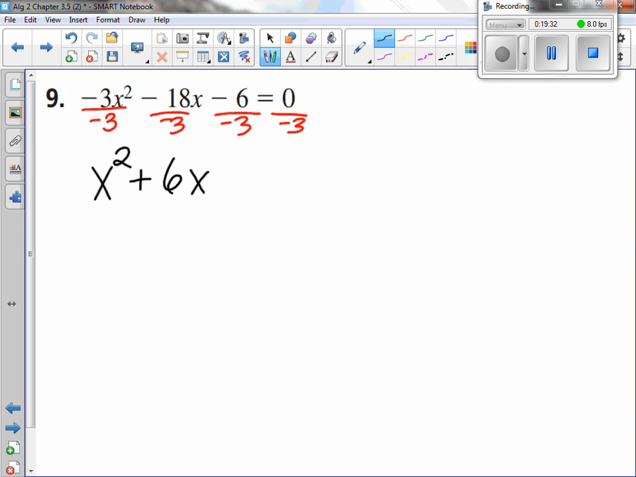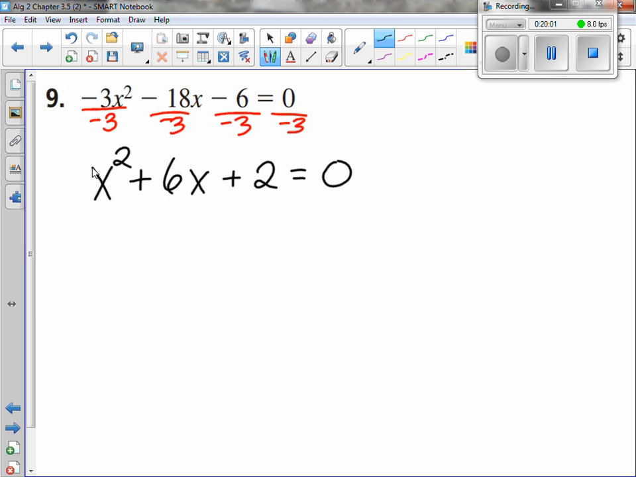6x, because 18 divided by 3 would be 6. And then we have plus 2 equals 0. And again, this thing's not factorable. Because if it was, the numbers with x squared don't help us to multiply to give us the middle term. So we're saying what factors of 2 would add together to be 6? Are there any factors of 2 that would add together to be 6?